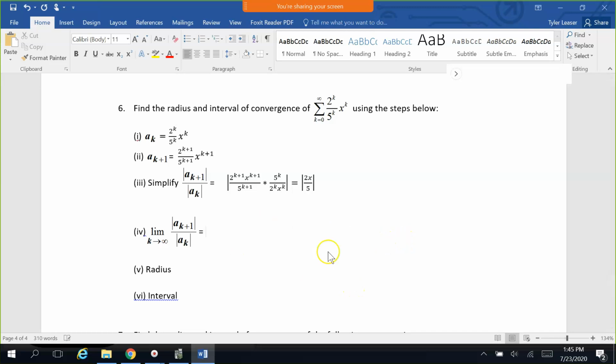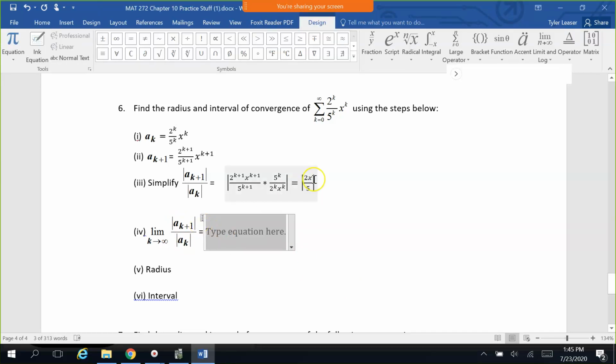All right, down here, we're taking the limit of this simplification that we just got as k goes to infinity. But there are no k's left over here, so that limit just approaches what was inside the limit, the absolute value of 2x over 5.